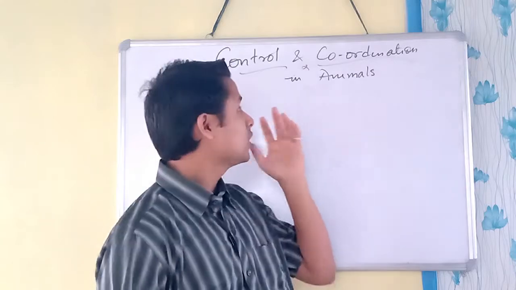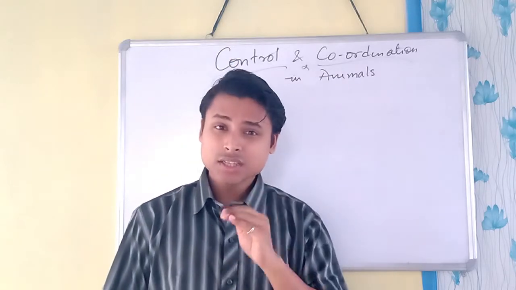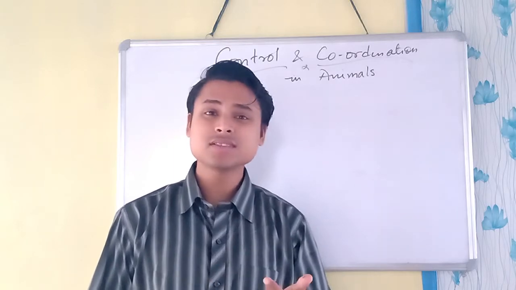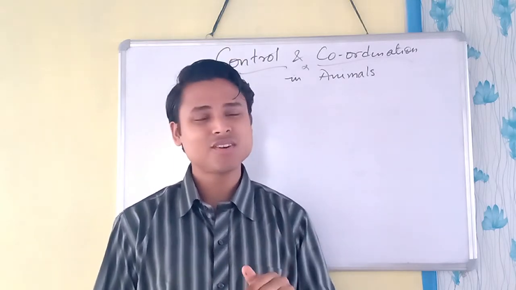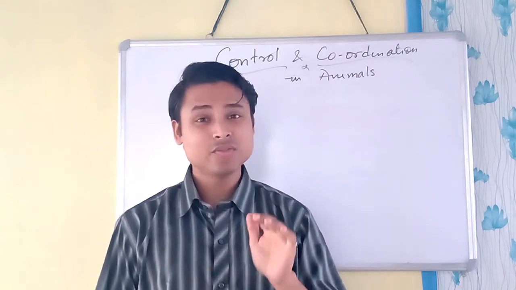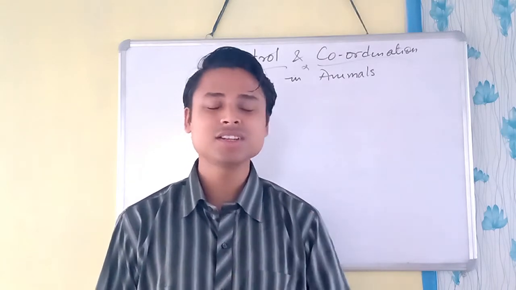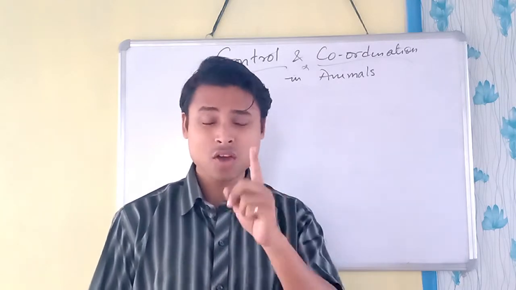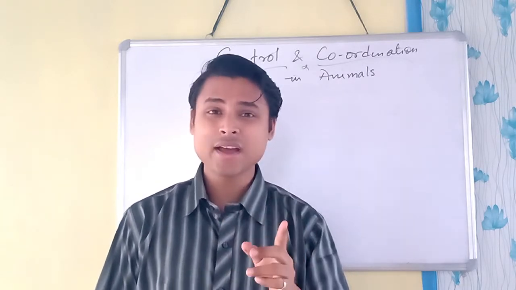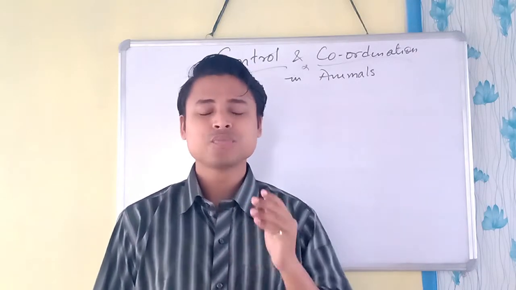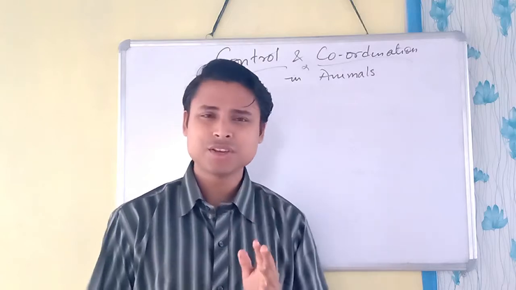In this chapter, we will discuss how control and coordination takes place in animals, and then in plants. So in today's video we will discuss control and coordination in animals. You have already seen the previous videos. If you have not, pause the video, go back and see the life processes videos, and then you can come here.